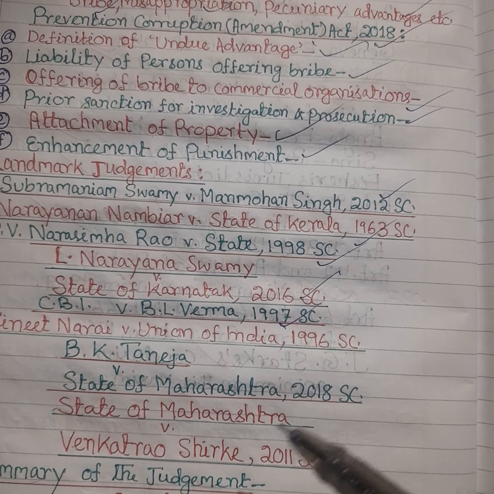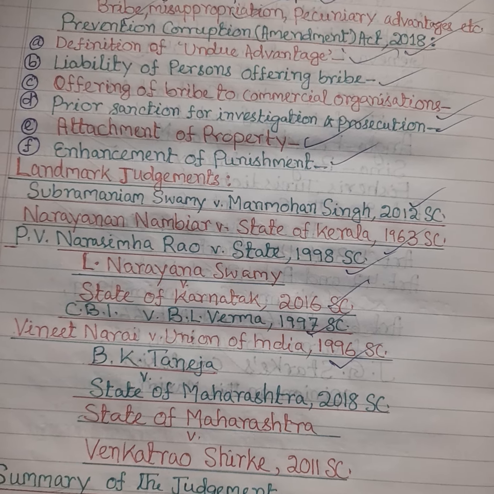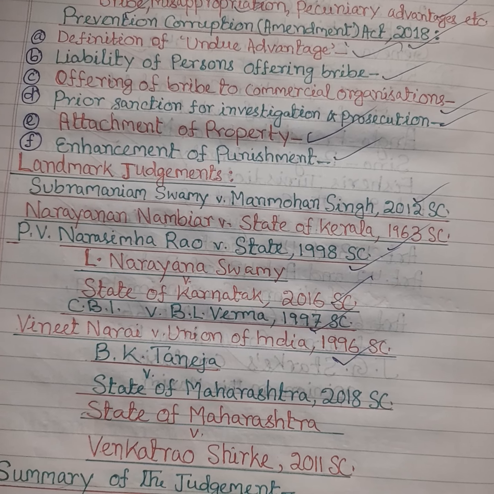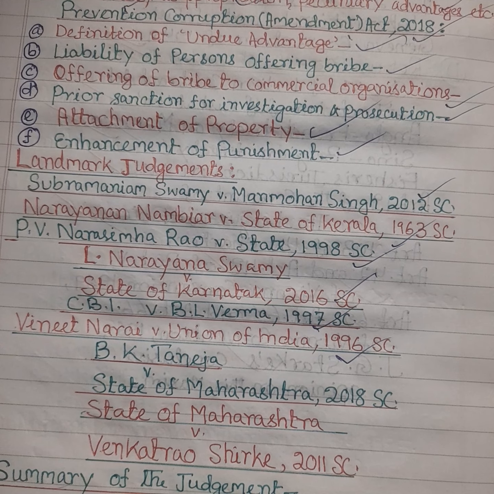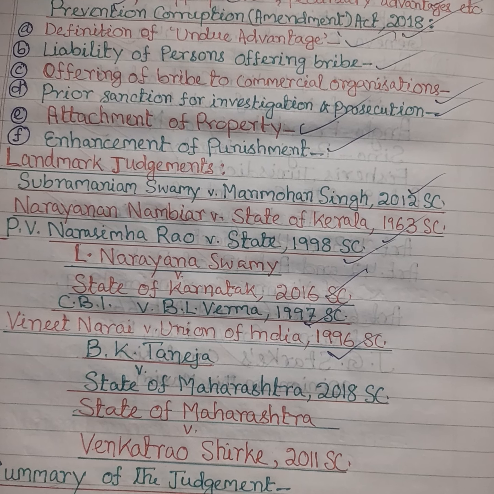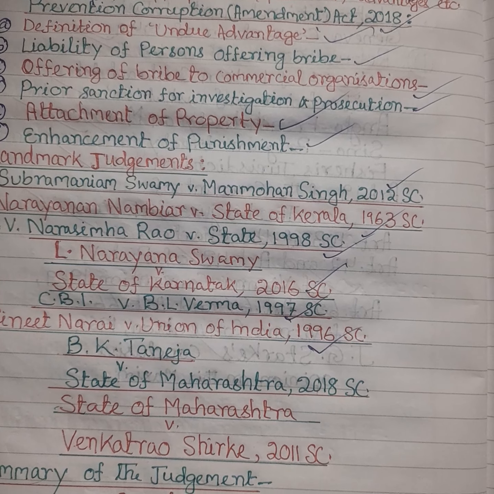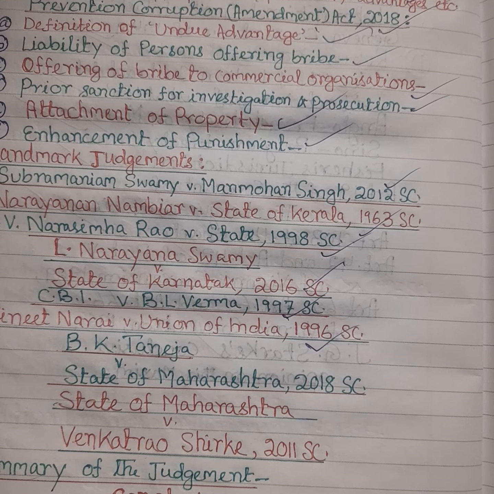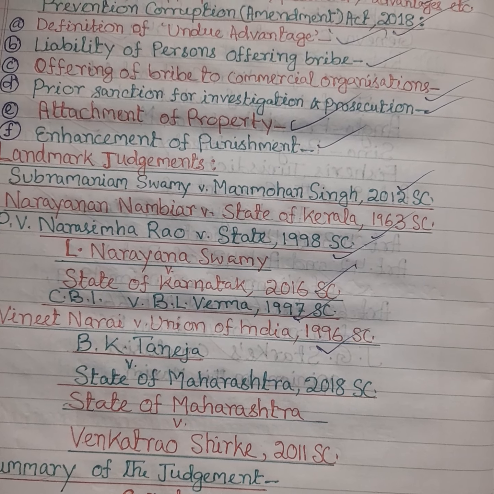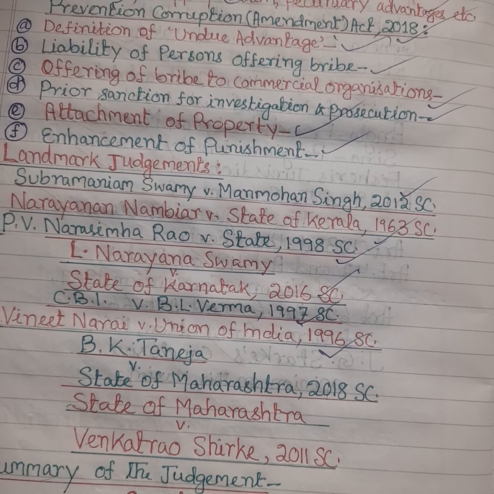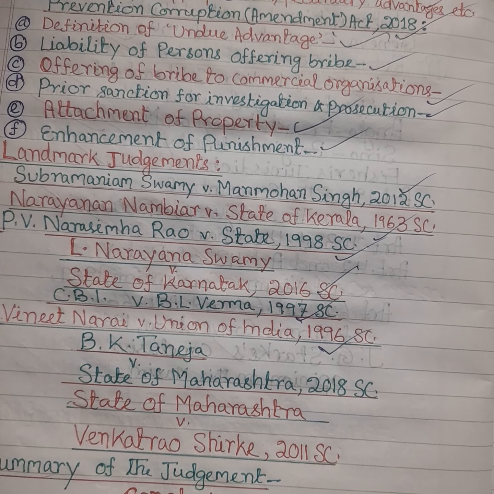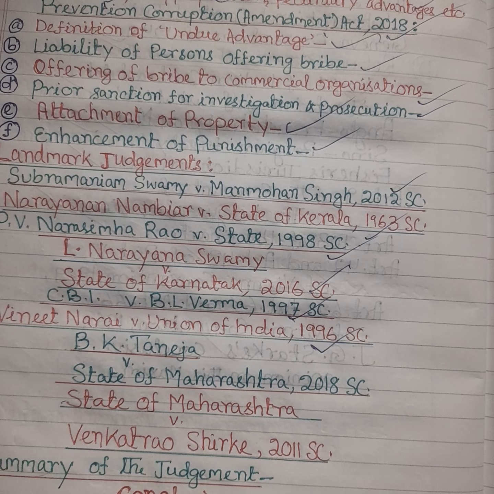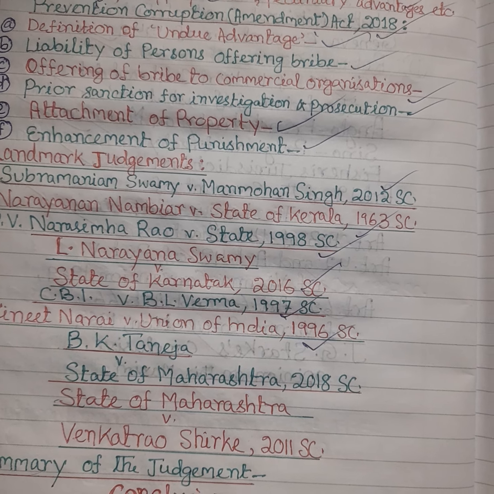And now we'll discuss another important judgment, Vineet Narain versus Union of India in 1996. The decision was rendered by the Supreme Court. Although not exclusively about the Prevention of Corruption Act, this landmark judgment had significant implications for anti-corruption efforts in India. The Supreme Court laid down guidelines for ensuring the independence and effectiveness of the Central Bureau of Investigation, or CBI, which is the investigating agency in corruption cases. The judgment emphasized the need for a fair and transparent investigation process, free from political interference.